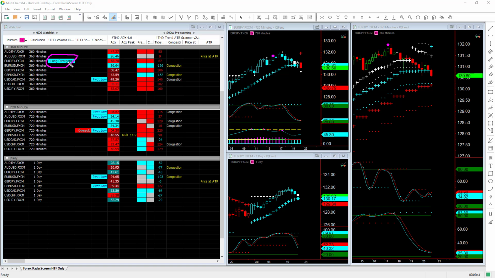Now the first thing I want to look at is this long divergence on the euro yen. The long divergence simply means you can anticipate an upward movement because the volume is decreasing on the lows.